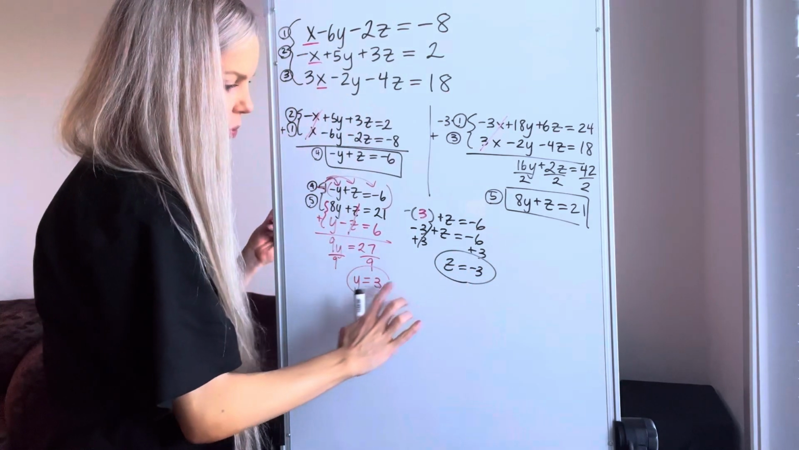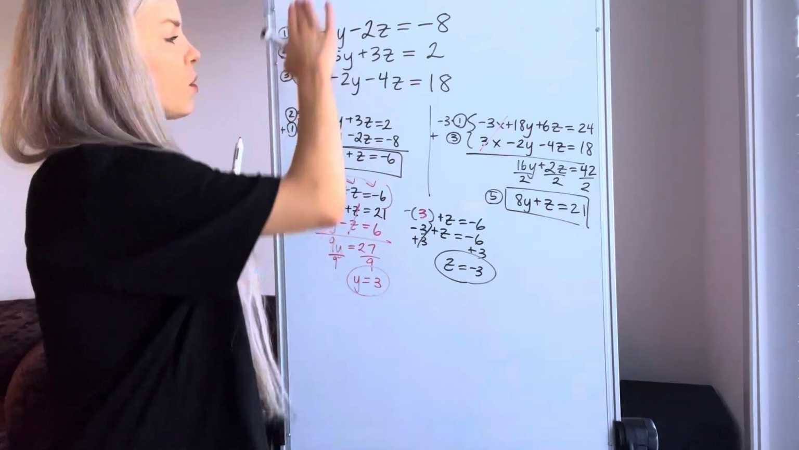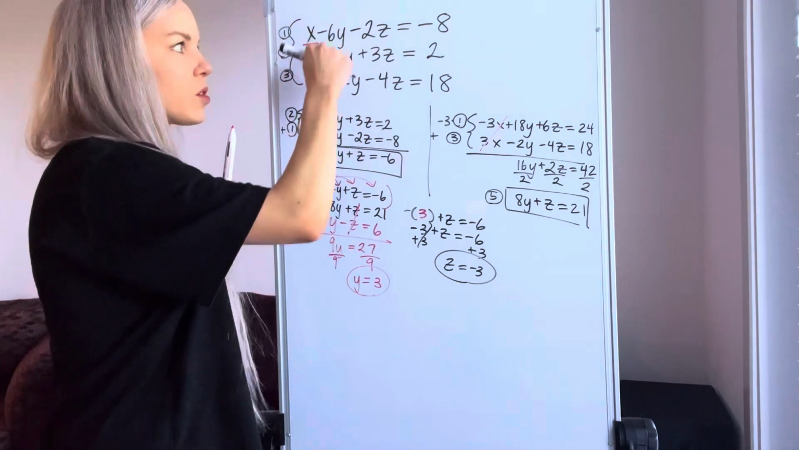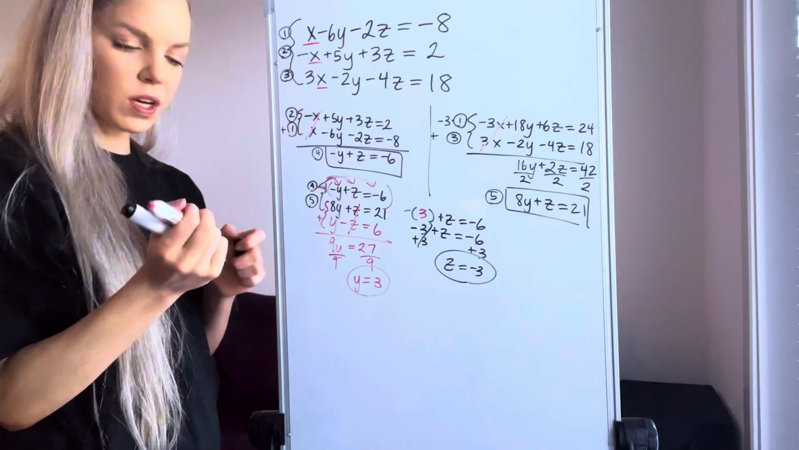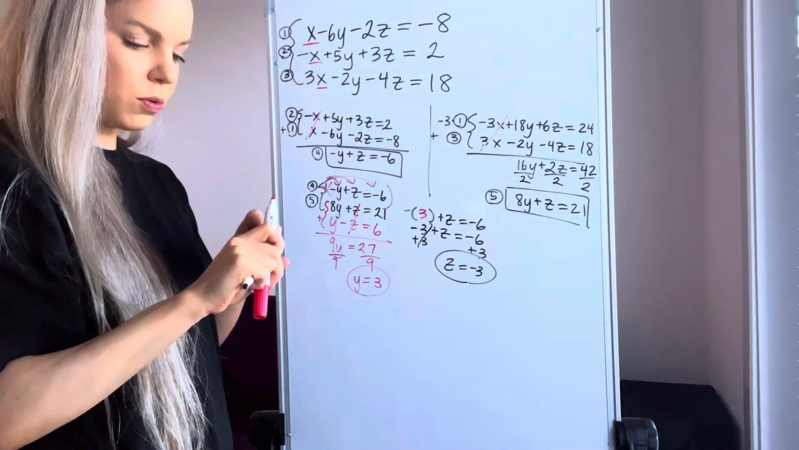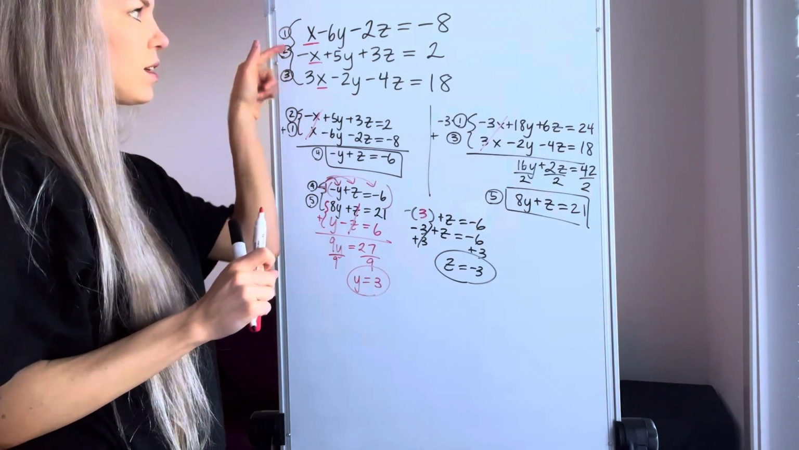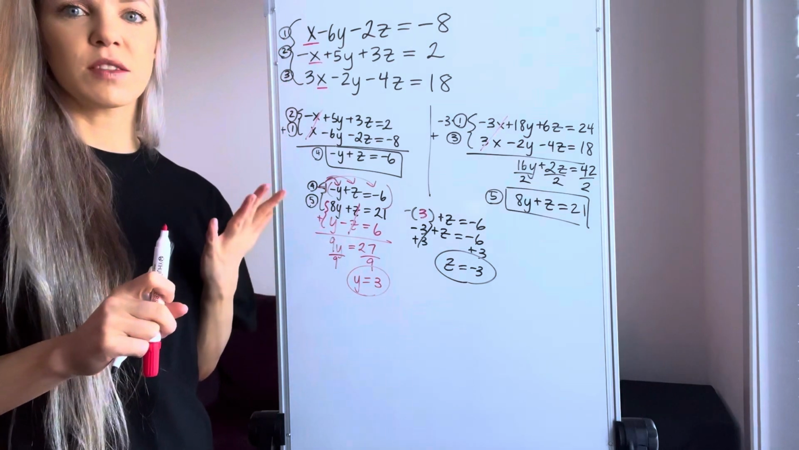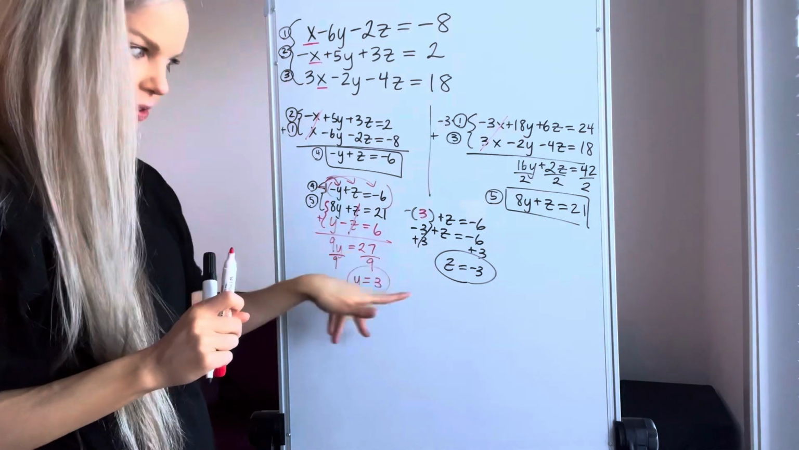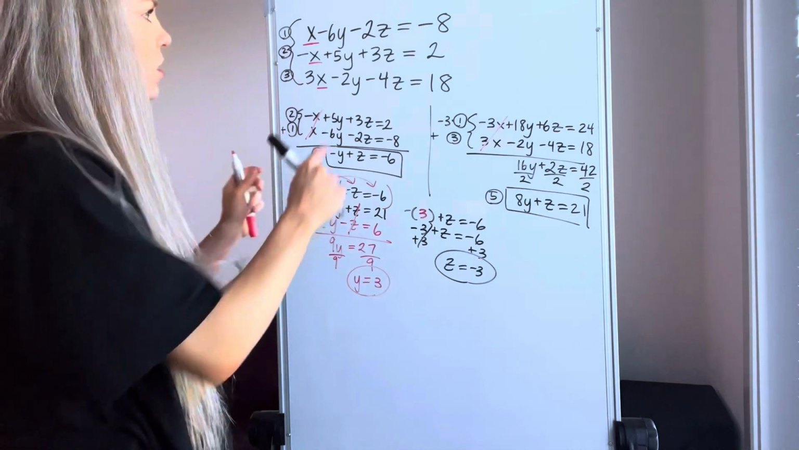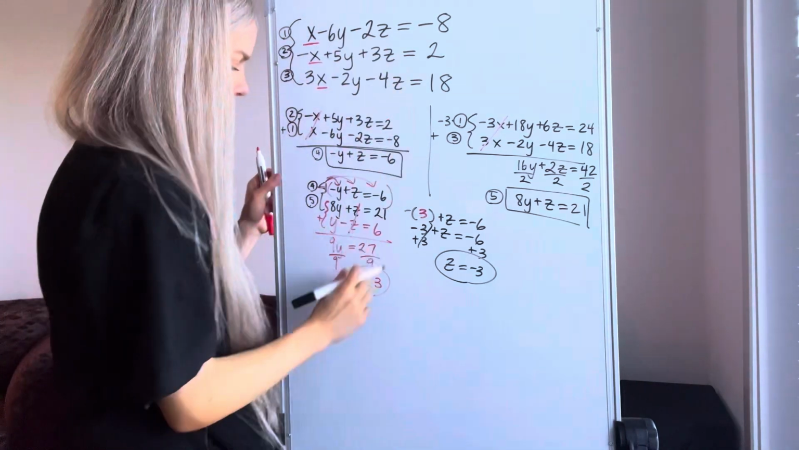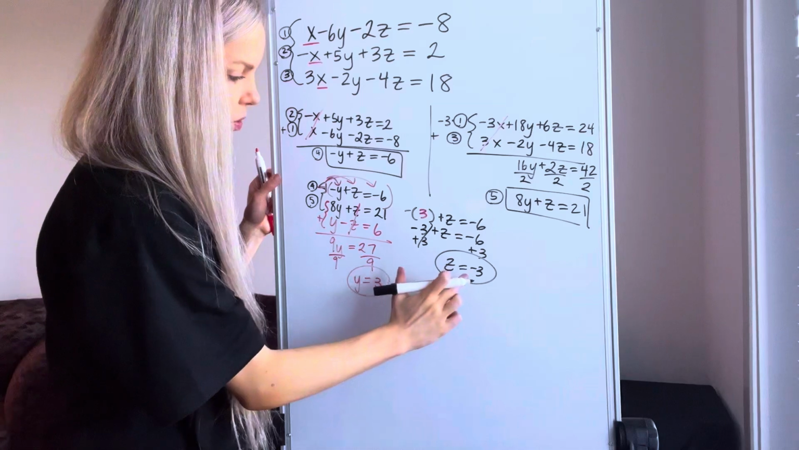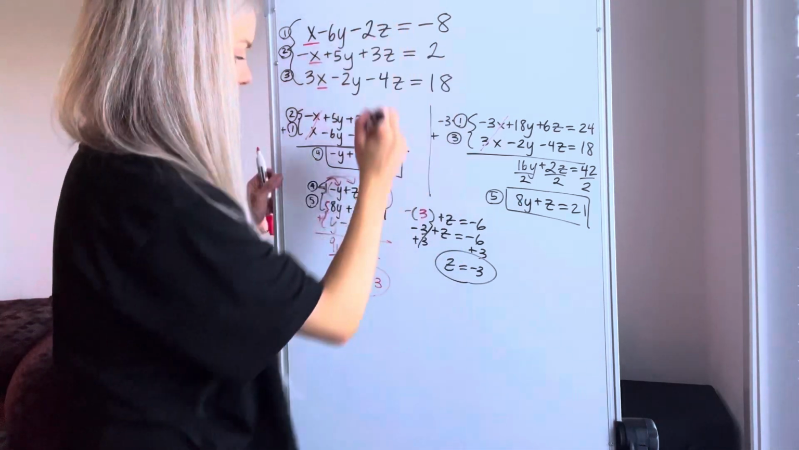Now that we have y and we have z, you can go back to any of these original 3 equations, whichever one looks nicest to you, and solve for the x. It doesn't matter if you pick 1, 2, or 3, it'll give you the same answer for x, as long as you're using the correct values. So I'm going to pick this top equation, and we're going to sub in 3 for the y and negative 3 for the z.